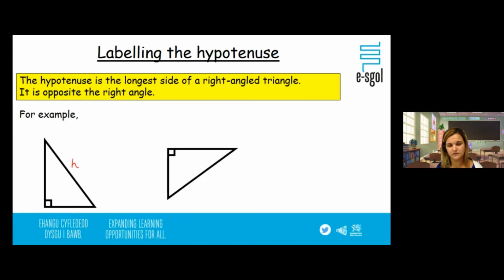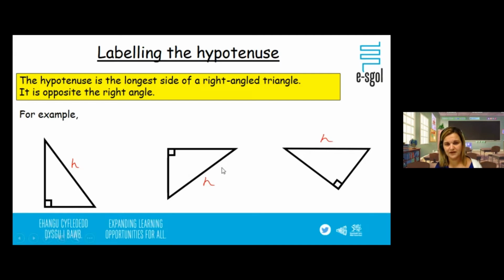Okay, so the next one. The right angle this time is up on the top left. Directly opposite it is your hypotenuse. So this side here is, and it's always going to be the longer side. And the last one, the right angle is down on the bottom here. You can see directly opposite it is your hypotenuse, and that one is labelled.